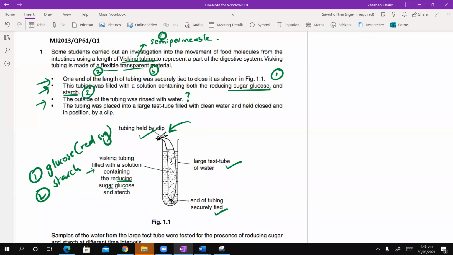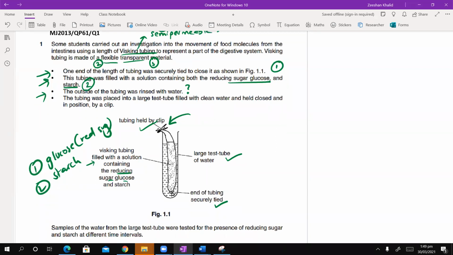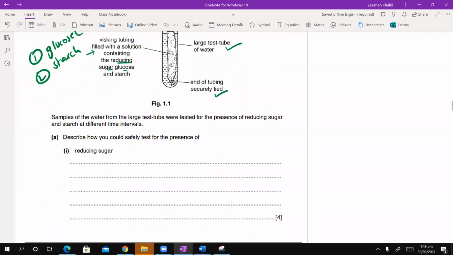So the tubing was placed into a large test tube filled with clean water and held closed and in position by a clip. Let's move ahead.